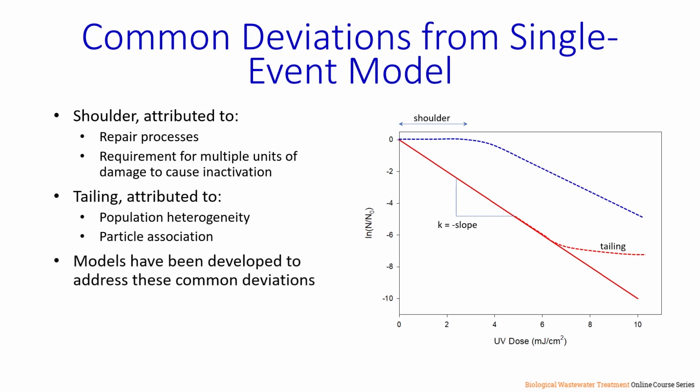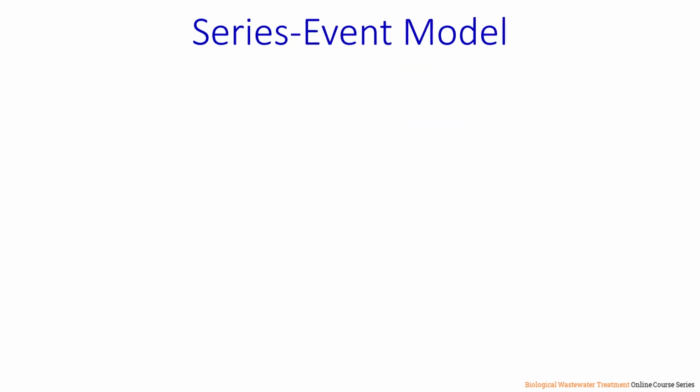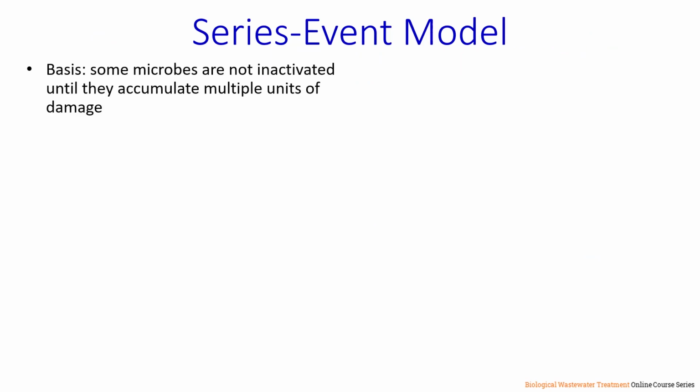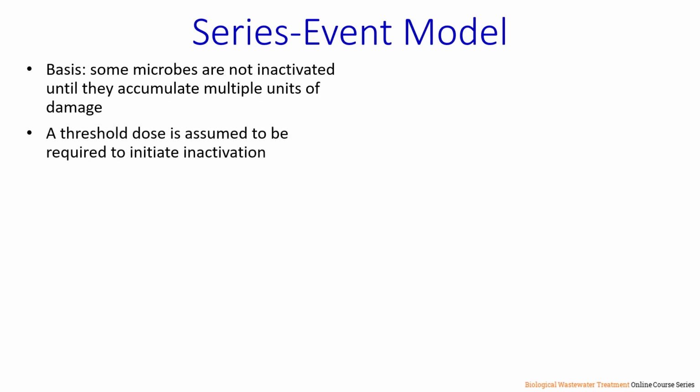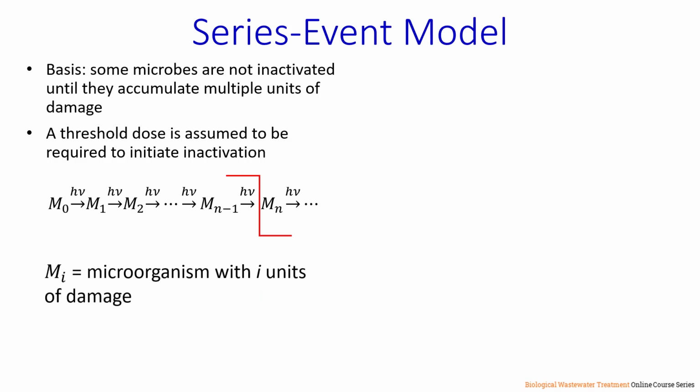There are models that have been developed to address these common deviations, and what I'd like to do is to quickly review 2 of the common models that are used for this purpose. The first is the series event model, which was developed to account for shouldering. The basis of this model is that some microorganisms, or potentially viruses, are not inactivated until they accumulate multiple units of damage. Moreover, an assumption is made that among a population, a threshold dose can be identified that's required to initiate inactivation.